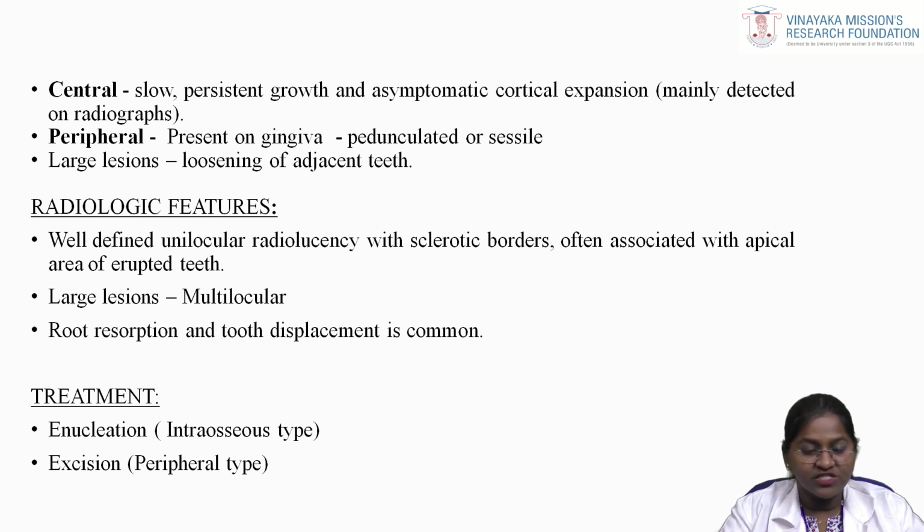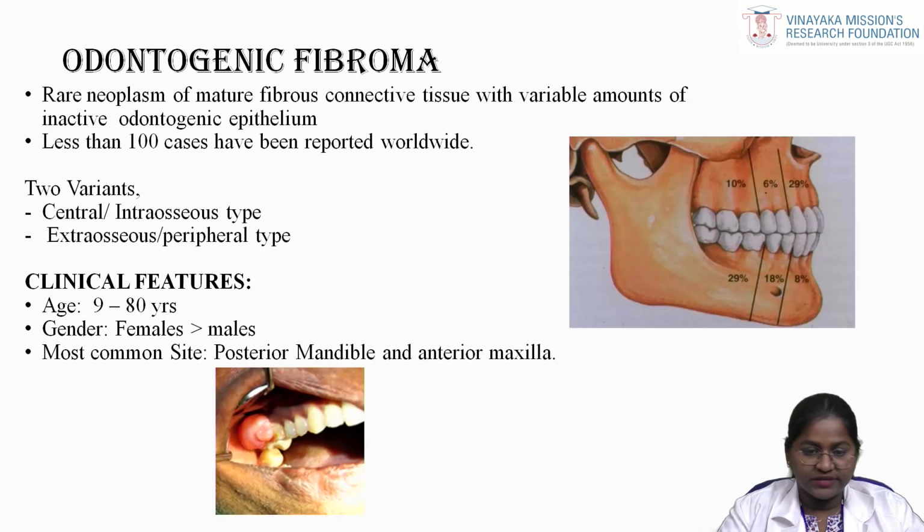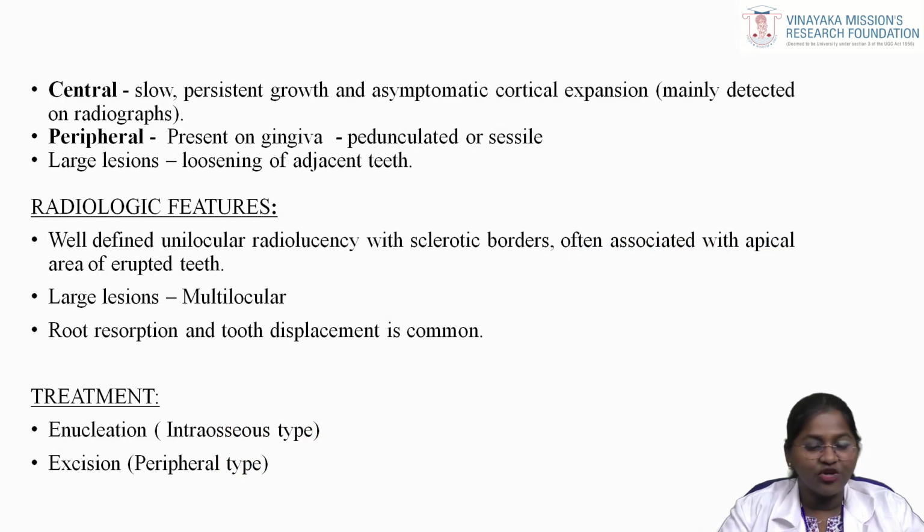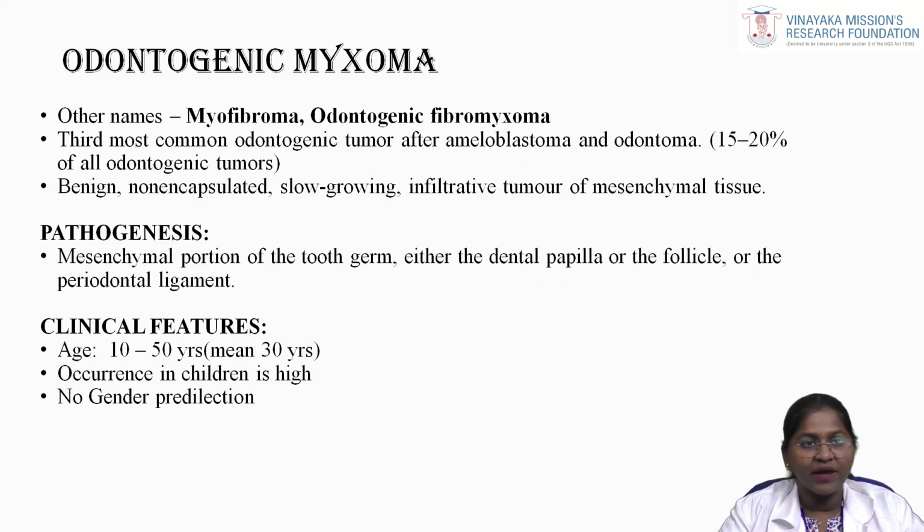Radiologic features show a unilocular radiolucency with sclerotic borders, often associated with the apical area of erupted teeth. Large lesions are multilocular. Root resorption and tooth displacement are common in these cases. Treatment is enucleation and excision: excision in case of the peripheral type and enucleation in case of the intraosseous type.